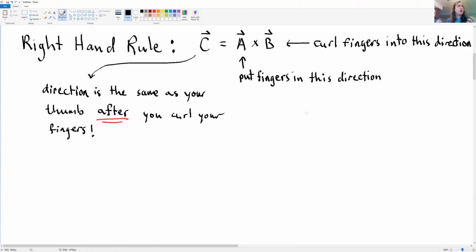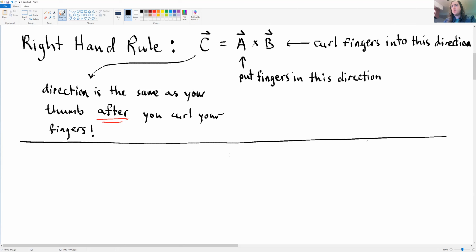So let me throw up a bunch of different pictures now. I'll come up with these different configurations and you guys can just practice the right hand rule. We're going to use the right hand rule to figure out the direction of the force on a charged particle. So here's what we're doing.